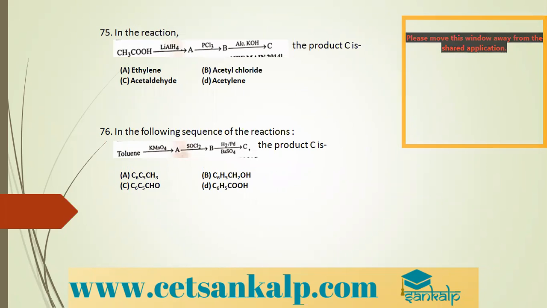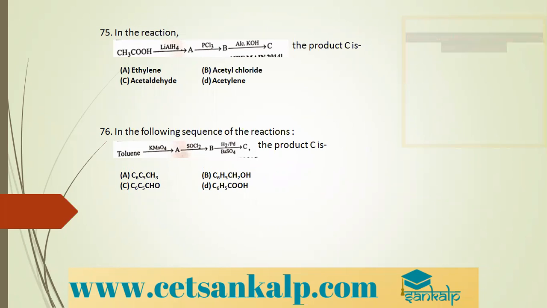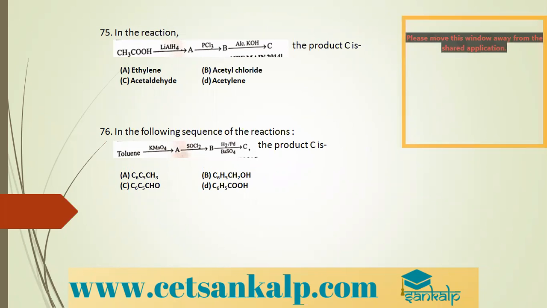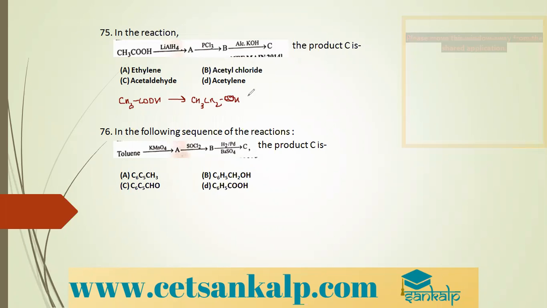In the reaction CH3COOH, lithium aluminium hydride gives A. When A is treated with phosphorus trichloride, gives B. When B is treated with alcoholic KOH, gives C. What is the product? So what is used there? Acetic acid is taken. Acetic acid is subjected to reduction. So what do we get? We get CH3CH2OH. Yes, we get the corresponding alcohol.